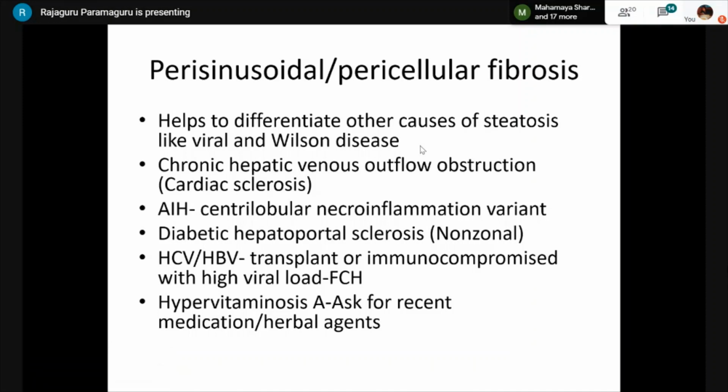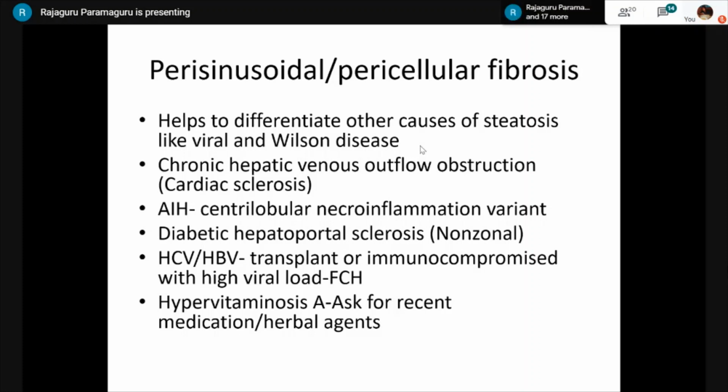So if you're not able to reach a conclusion about the cause, you have to try to find out about any medication, or whether the patient is a fitness freak taking a lot of carrot juice or something like that, or is into some herbal agents where the principal constituent seems to be vitamin A.